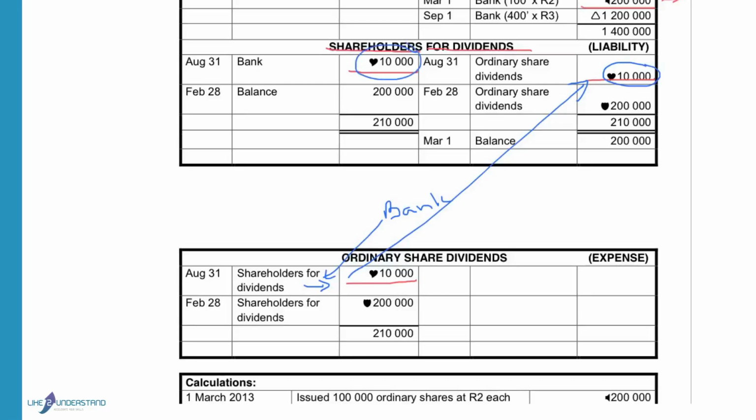The main reason why I prefer this method is when we do cash flow statements, quite often you have to use your shareholders for dividends account to determine what is the amount that was paid out for cash flow purposes. If you don't do this method, you quite often forget about the interim dividend that was paid during the year. But both methods are correct, so you can use any one of the two.